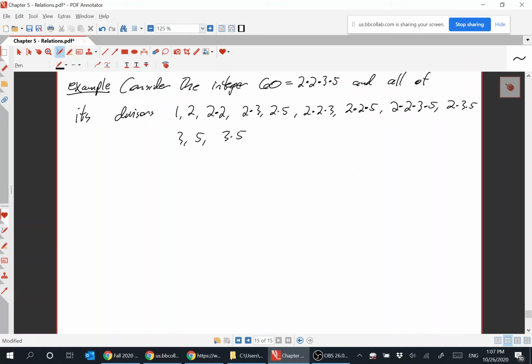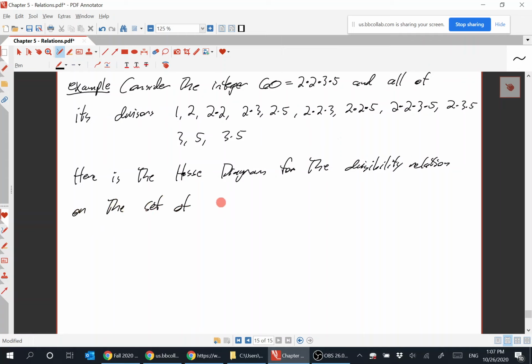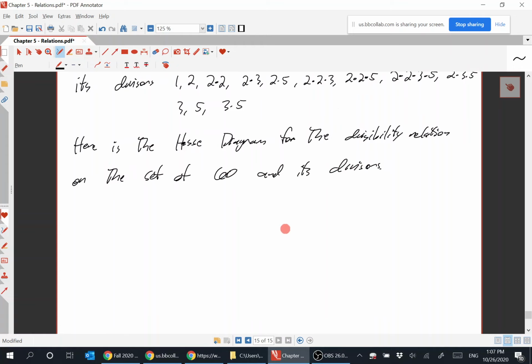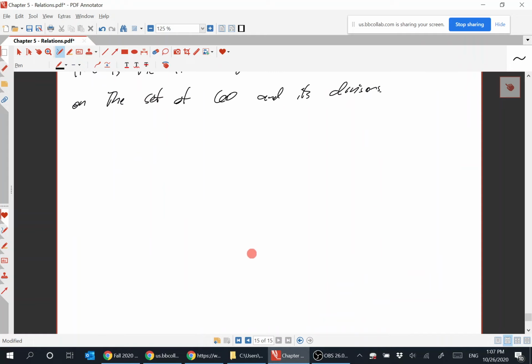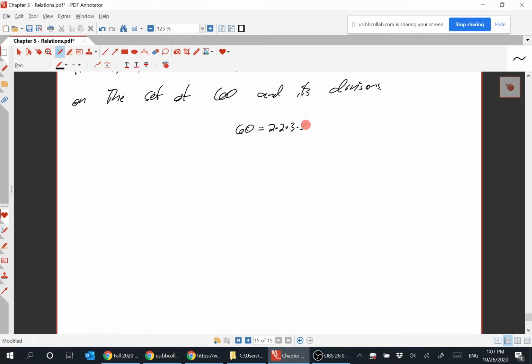Here is the Hasse diagram for the divisibility relation on the set of 60 and its divisors. Well, at the bottom, there's going to be the 1. At the top, there's going to be 60. We'll go top down, right? Which is 2 times 2 times 3 times 5.